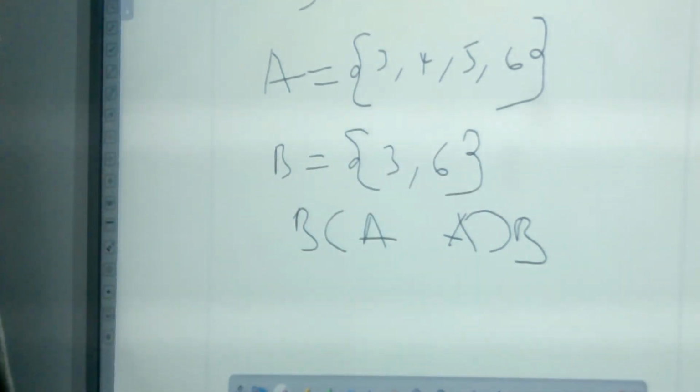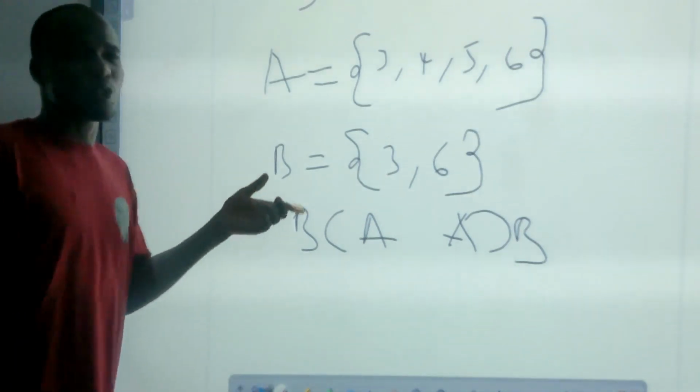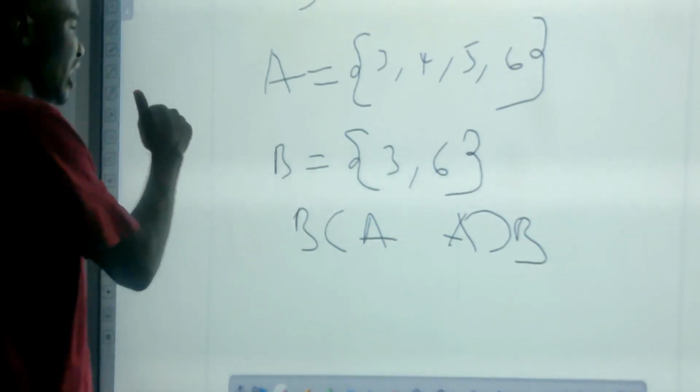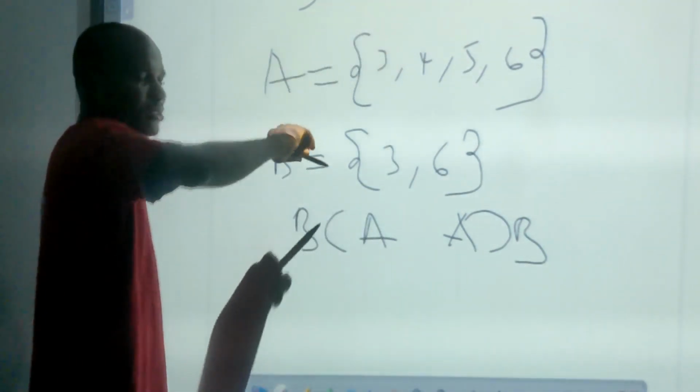Now we speak about proper subsets. You can say B is a proper subset of A. Why? Because as far as A is concerned, A has some elements that are not in B.